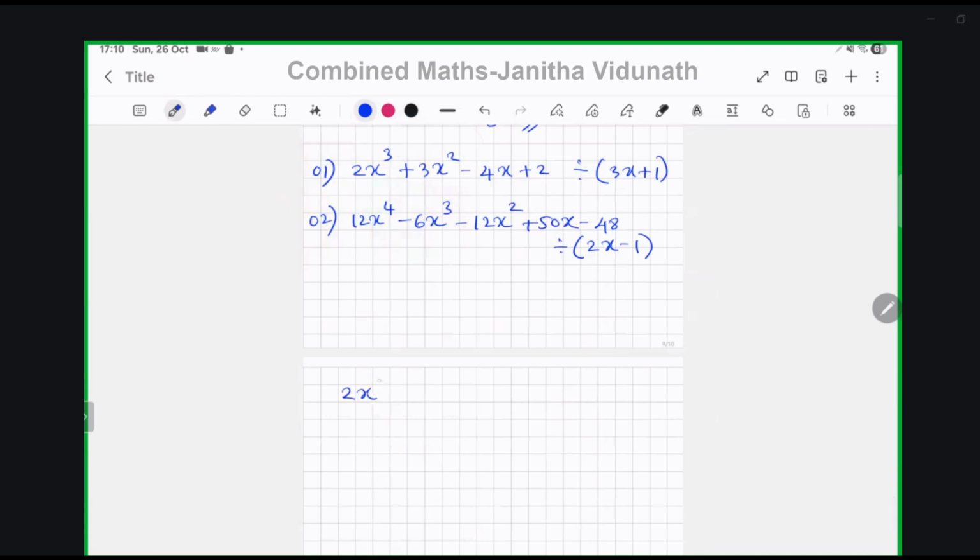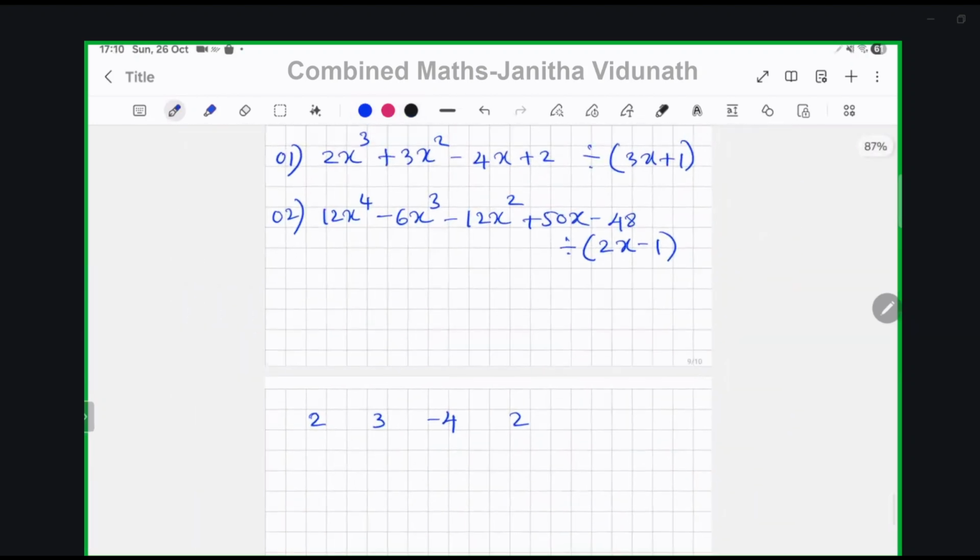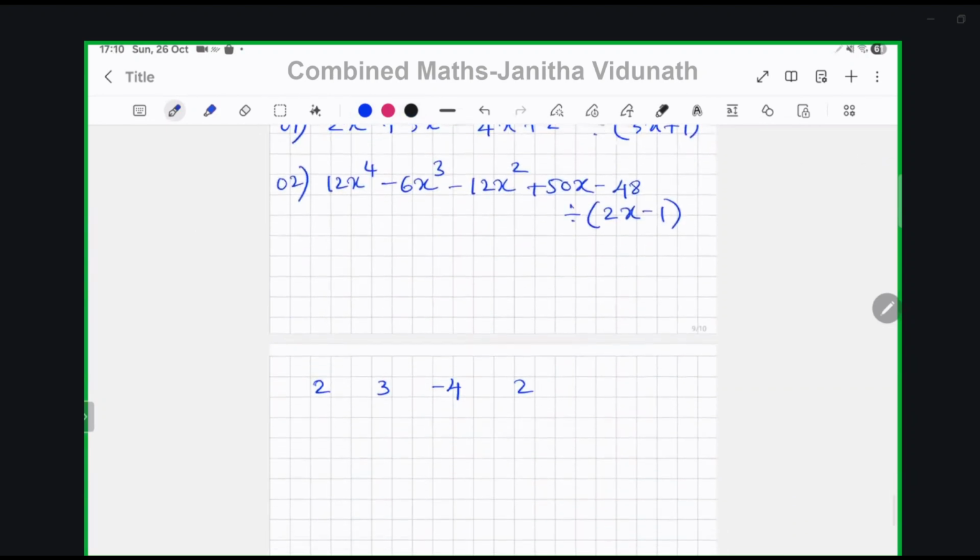Here 2x cubed. Here the coefficients are 2, 3, minus 4 and 2. We need to divide by 3x plus 1. That means we need to set our divisor to 0 and find the value. x equals minus 1 over 3. Then we need to put that number inside the box.